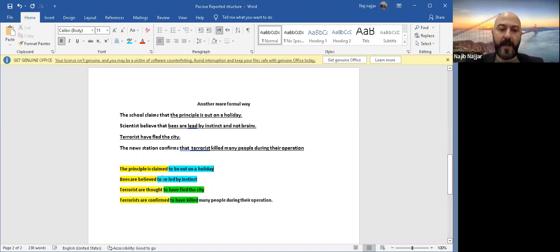As you can see over here, I'm not starting with it plus passive. I'm starting with the subject plus passive. The subject is principal here in this clause. The subject here is bees. Here, the subject is terrorists. All right. So I'm starting with the subject. Terrorists are thought to have fled the city. Terrorists are confirmed to have killed many people during their operation. This is another way to report it.